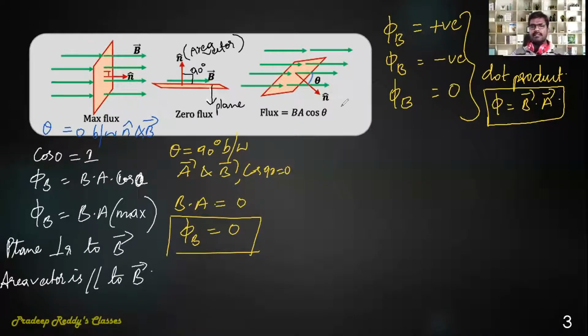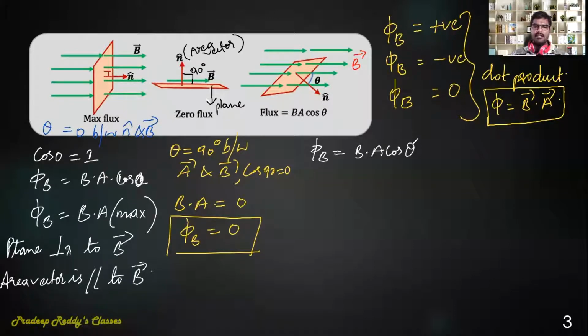Next, in the third case, area vector and magnetic field both are in different directions. This is magnetic field B bar. And area vector and magnetic field both are inclined by an angle theta. Therefore, I can simply write magnetic flux phi B is equal to B A cos theta.